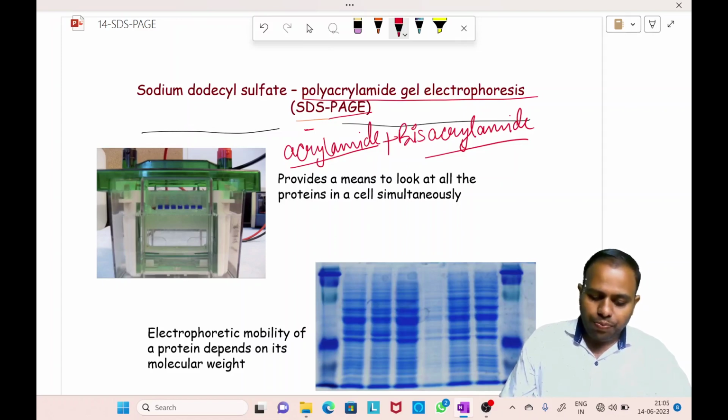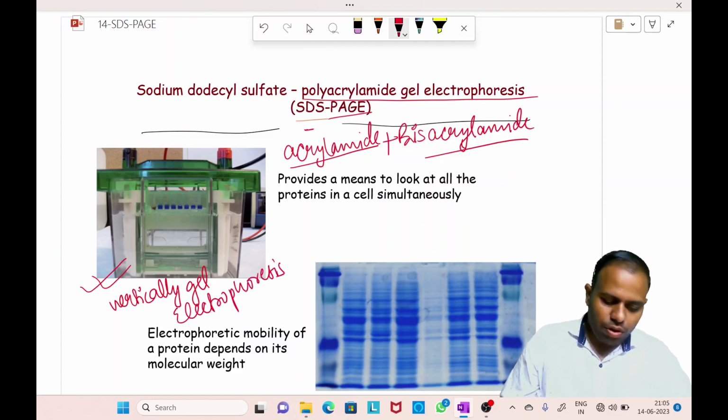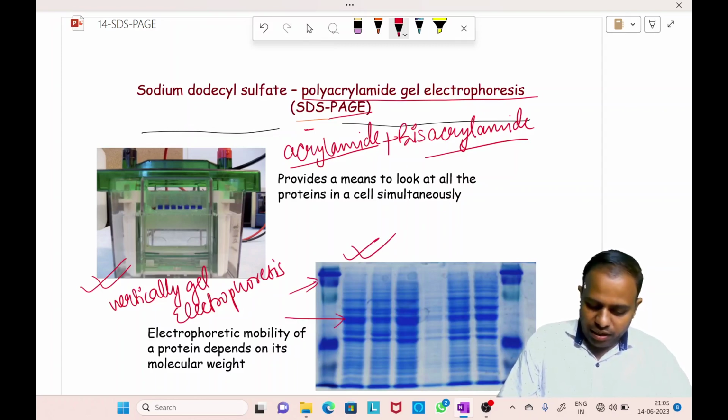Here is the machine that is shown. This is a vertical gel electrophoresis machine. Remember, it is vertical gel electrophoresis. It is available in various shapes and sizes depending on the need. You can see here one SDS-PAGE gel where different protein bands are visualized, stained by Coomassie Brilliant Blue.